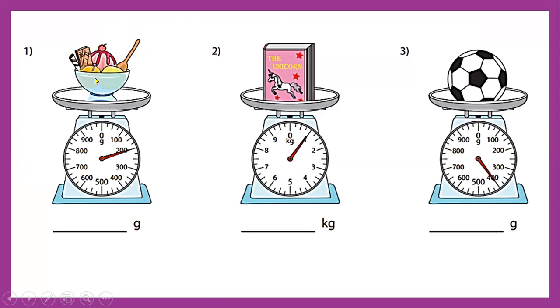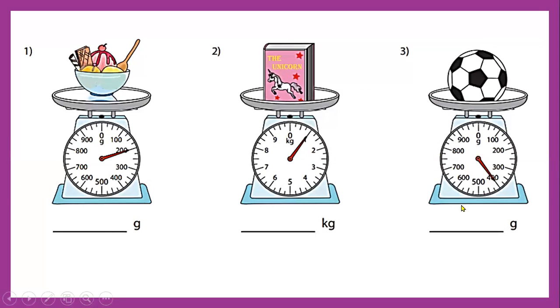So you have to find the weight for each object. The ice cream weight is 200 grams. Now this scale is in grams, and as you know, this is not a very heavy item. The ice cream you can measure in grams. The unicorn is a heavy item, so we are going to take the kilogram scale. So here we have 1 kilogram for this unicorn.